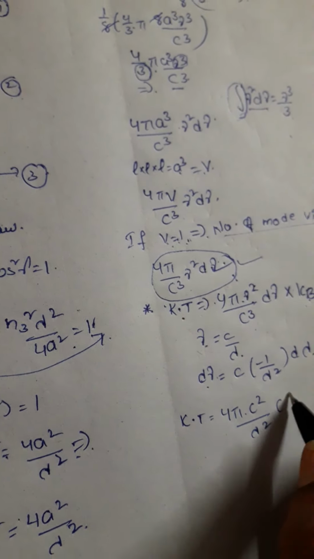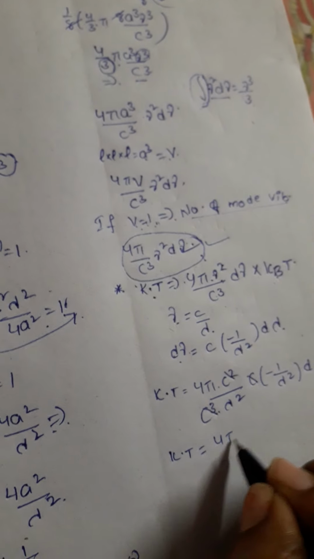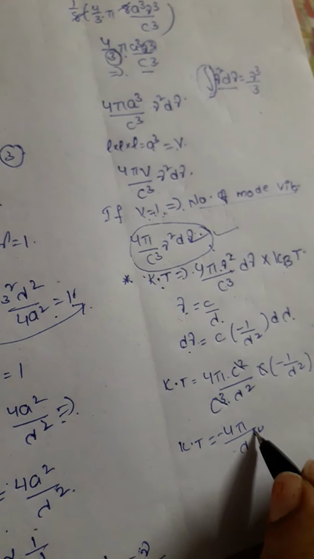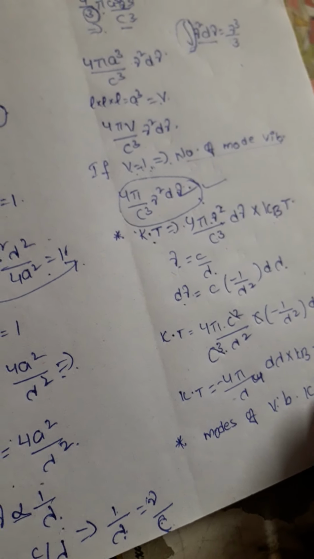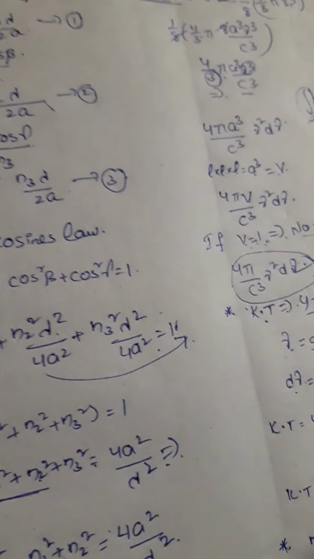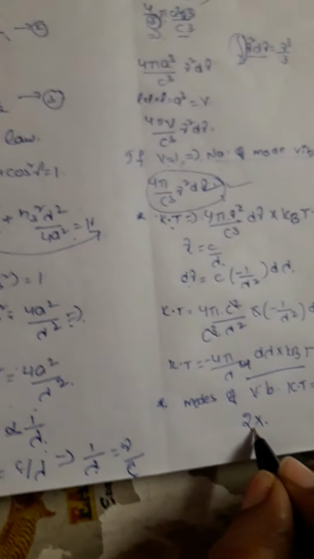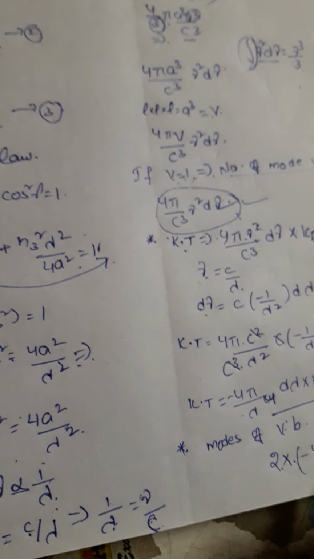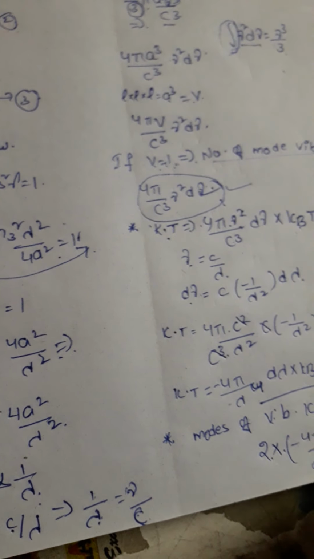Okay, so what is the kinetic theory? That is 4π minus λ power 4 dλ into kBT. Here one more condition we are considering. The modes of vibrations of the kinetic theory give 2 into our kinetic theory. What is that? Minus 4π by λ power 4 dλ into kBT.